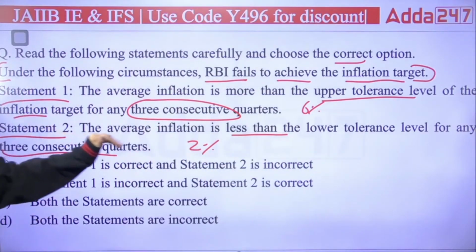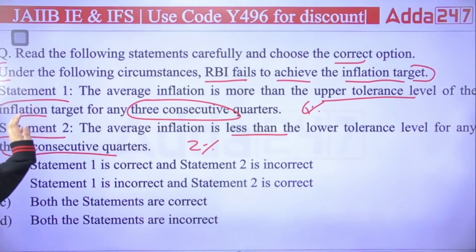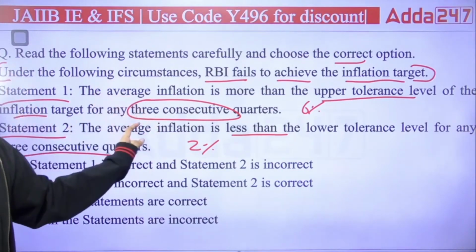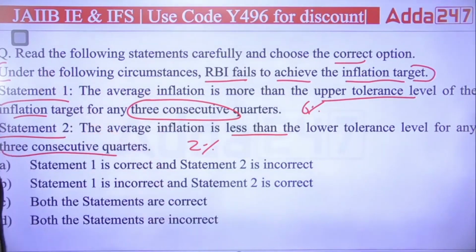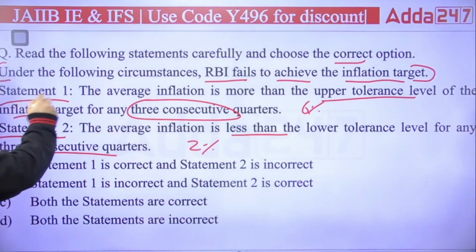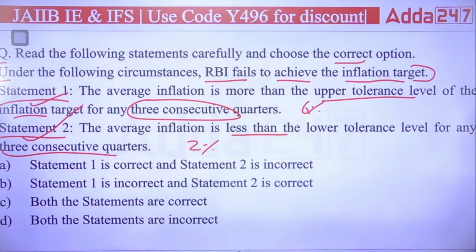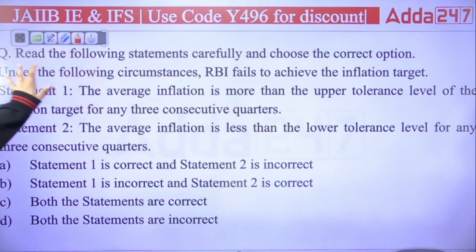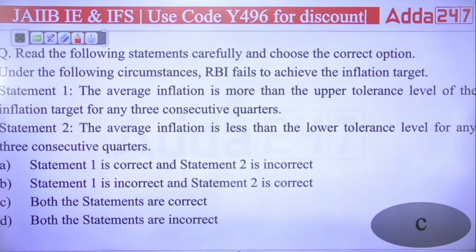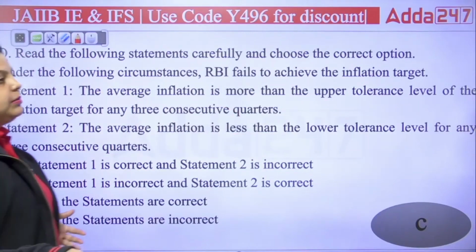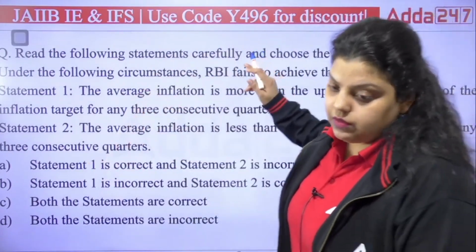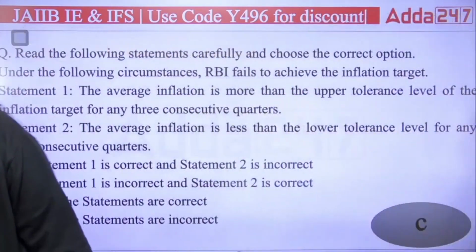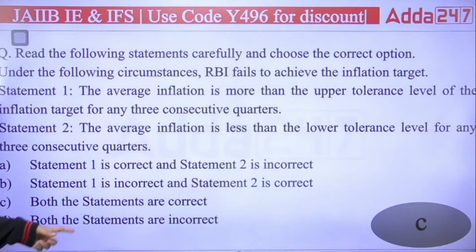Sorry, it is 2%. So if, over the 3 consecutive quarters, the average inflation remains low, at 2%, it means in both conditions RBI failed to achieve the inflation target. So the right answer is both statements are correct, because the upper and lower tolerance limits have been given, and if RBI is not able to maintain the average within those limits for 3 consecutive quarters, it means RBI failed to achieve its target. Right answer is both are correct.